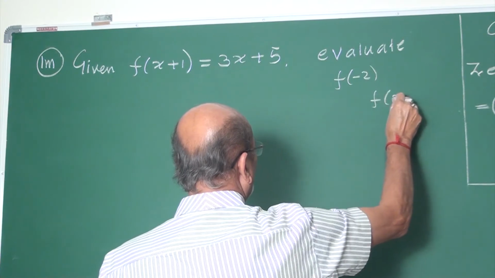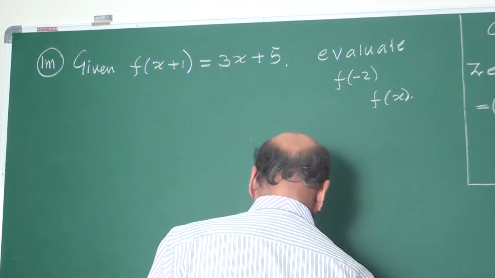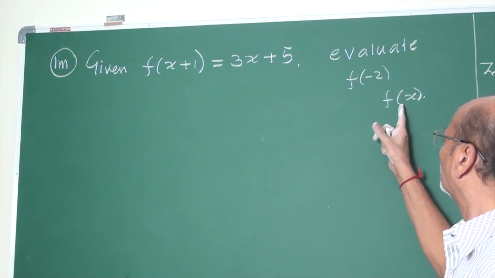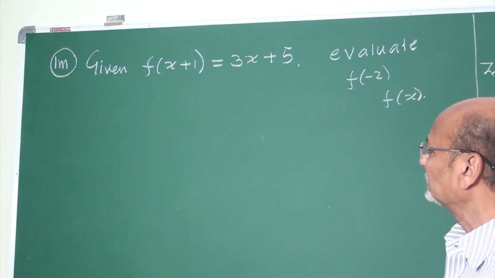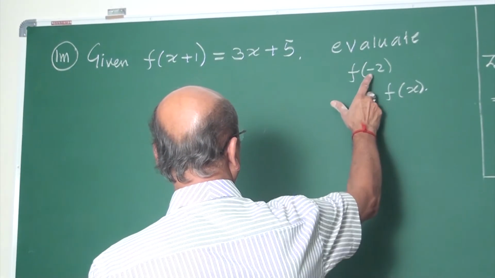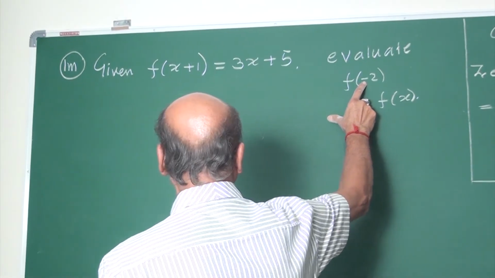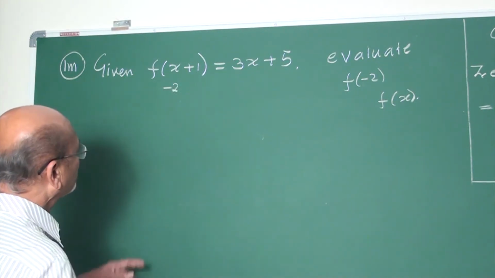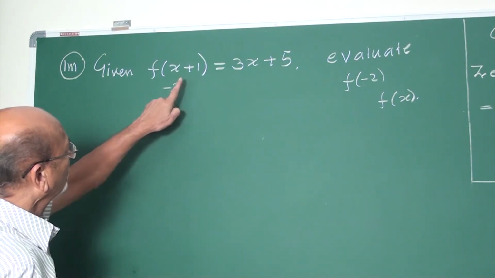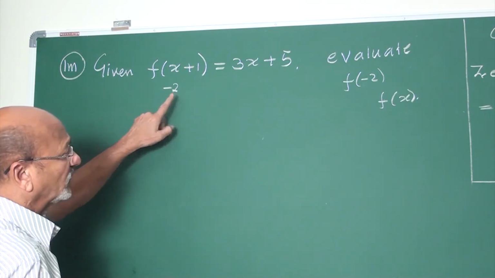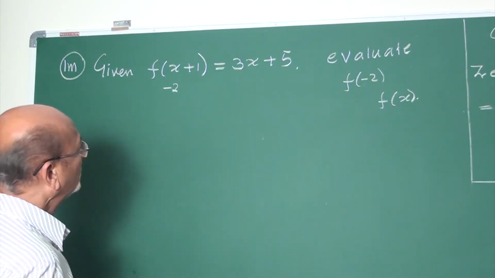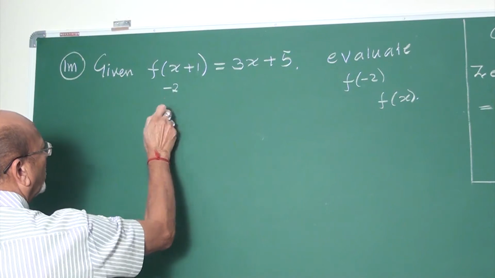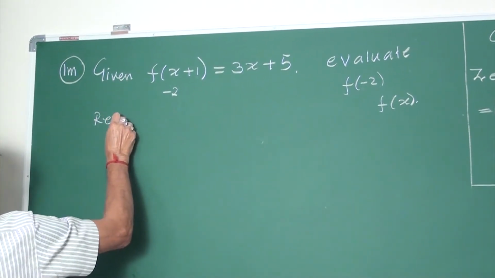Second is f of x, my friends. Good question this. Evaluate f of minus 2 and f of x. In such cases, directly our students do what? Put x equal to minus 2. No. If you put x equal to minus 2 here and simplify, you get the value of f of minus 1, but not f of minus 2. In such cases, what you have to do? You want this to be minus 2.